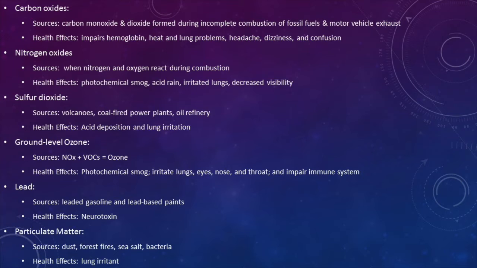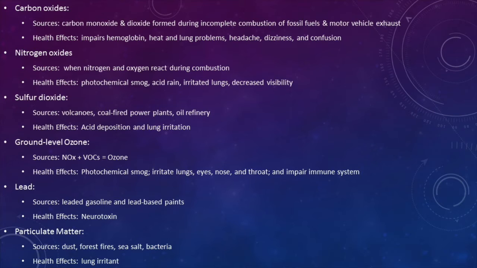Ground-level ozone is considered the bad ozone, unlike the good ozone found in the stratosphere. At ground level, this ozone can cause photochemical smog, irritate lungs, impair the immune system, and irritate the eyes, nose, and throat.